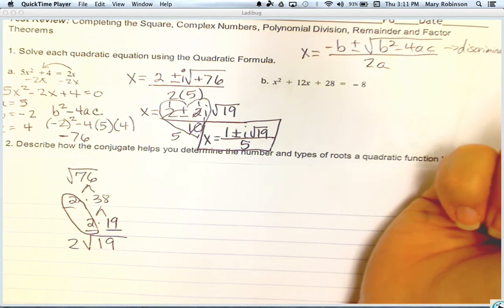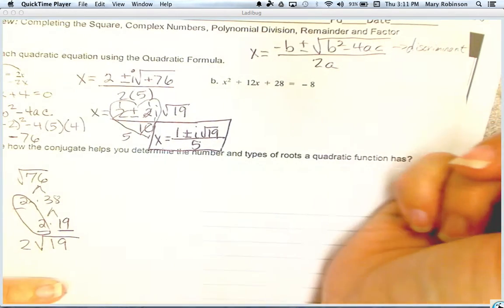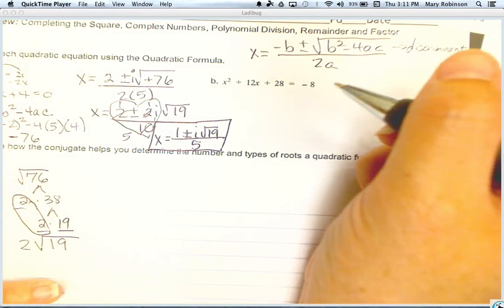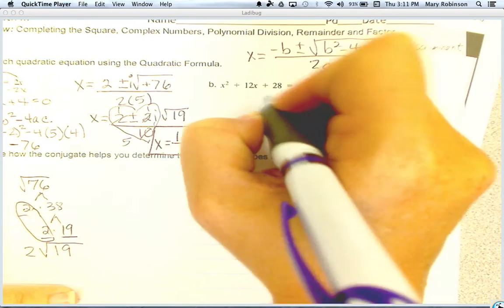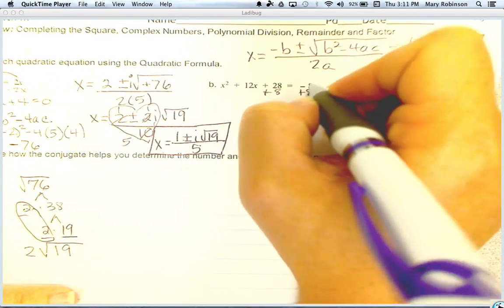All right. For B, it appears to already be in standard form, but be careful, it's not set equal to 0. So the first thing we're going to have to do is add 8 to both sides to make it equal to 0.